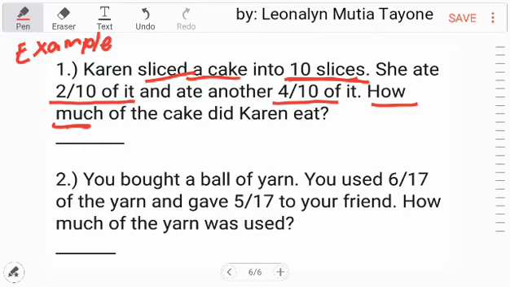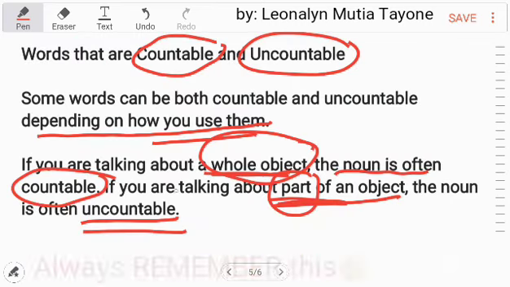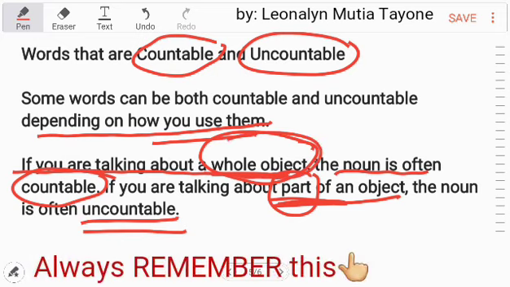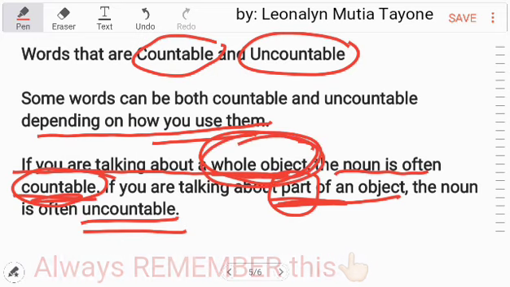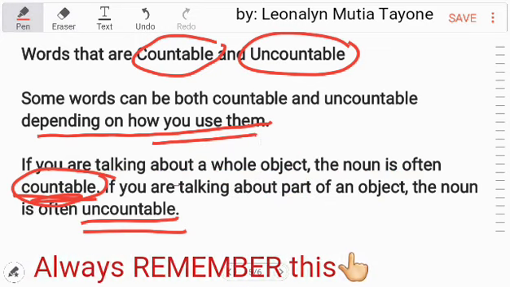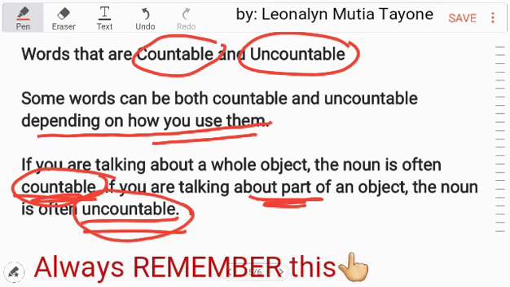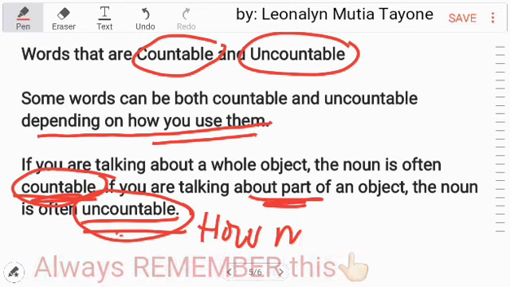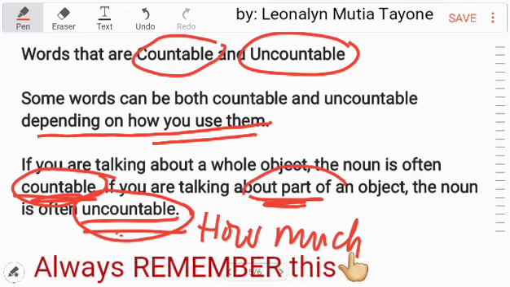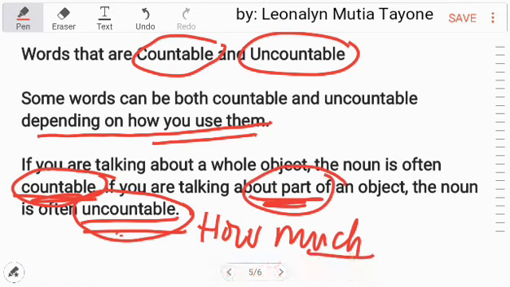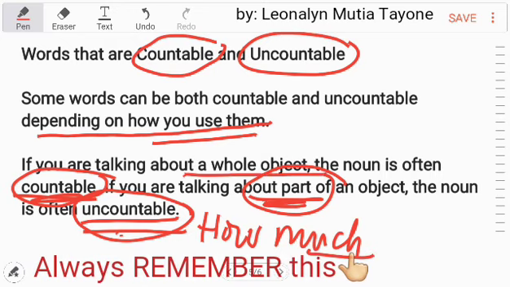Balikan nga natin kung paano gamitin o kailan tayo gagamit ng how much at how many. If you are talking about the whole object, the noun is often countable. If you are talking about part of an object, the noun is uncountable. Kapag uncountable, how much, di ba? So, kung part ang hinahanap, how much ang itatanong natin. Kapag whole object, how many?